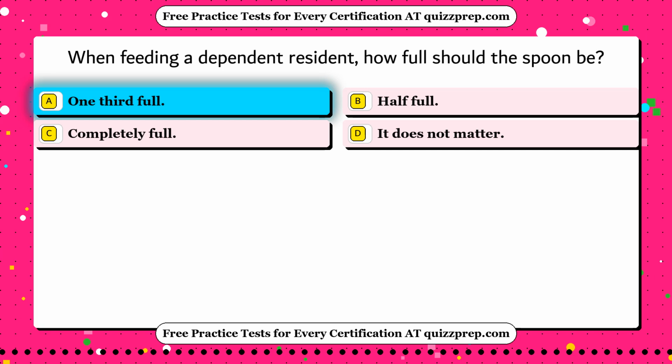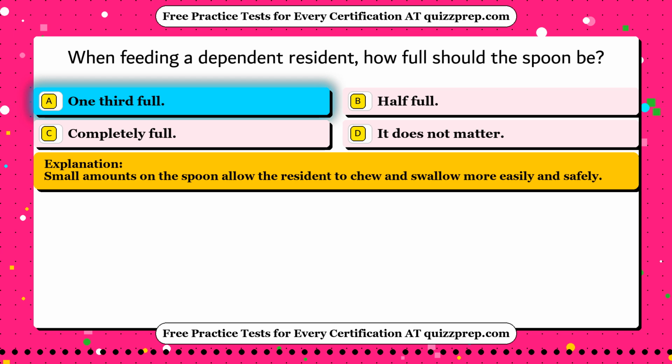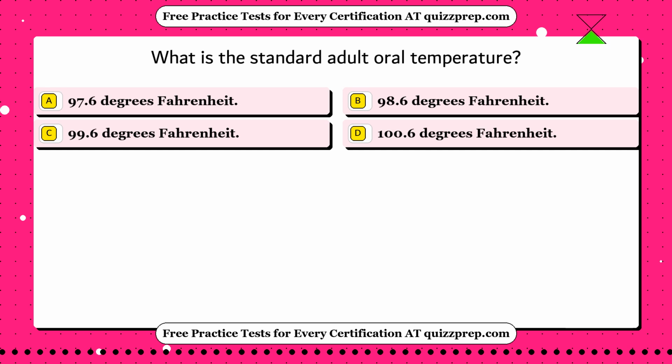The correct answer is option A, 1/3 full. Small amounts on the spoon allow the resident to chew and swallow more easily and safely. Question 63. What is the standard adult oral temperature?